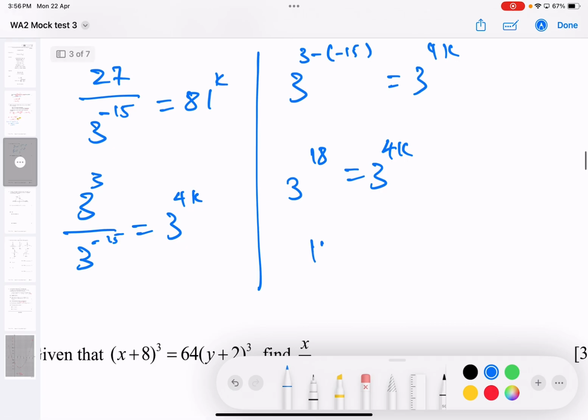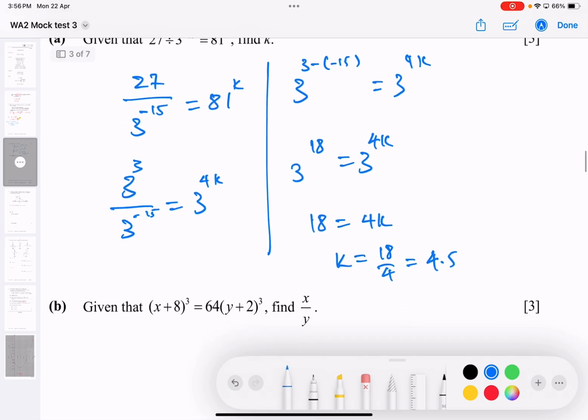I can directly compare the powers now. 18 is equals to 4k, therefore k is 18 divided by 4. Leave your answer as a proper fraction. 18 divided by 4, that means it's 4.5. Alright.